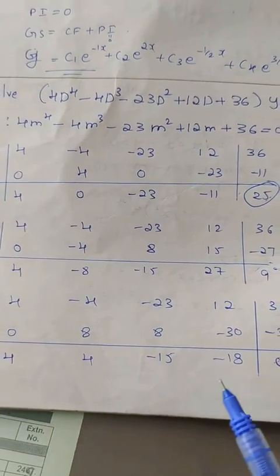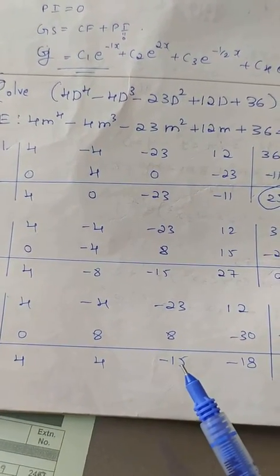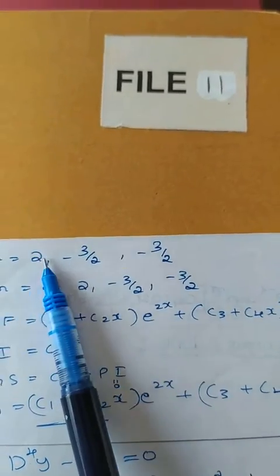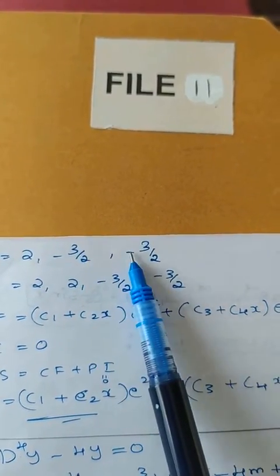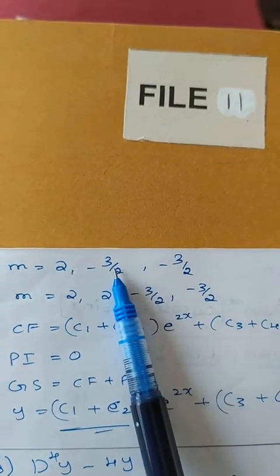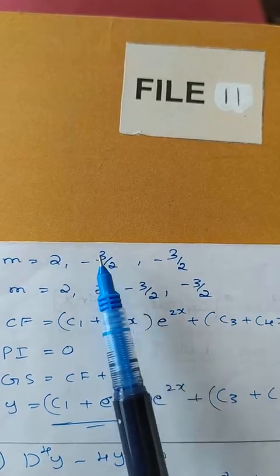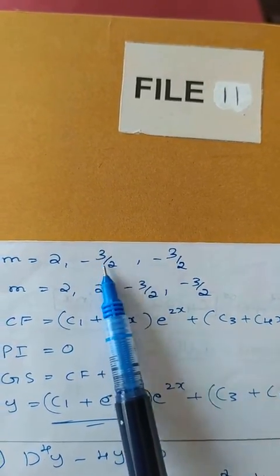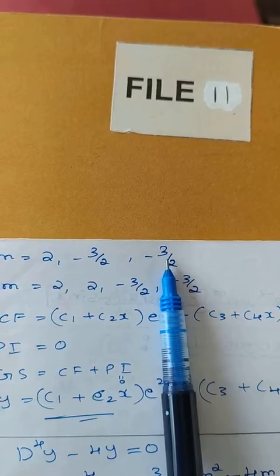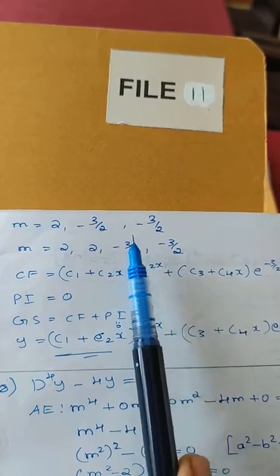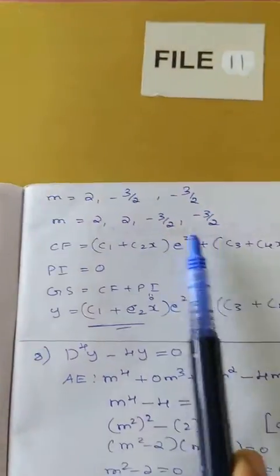By using these 4 constants, use a calculator to find the remaining 3 roots. If you use a calculator, we get the next 3 roots as 2, minus 3 by 2 and minus 3 by 2. While finding the roots in this problem, we get 2 and minus 1.5. It shows only 2 roots. Second root repeats one more time. Now write the total number of roots: 2, 2, minus 3 by 2, minus 3 by 2. The 2 by using the synthetic division method, and these 3 by using a calculator.